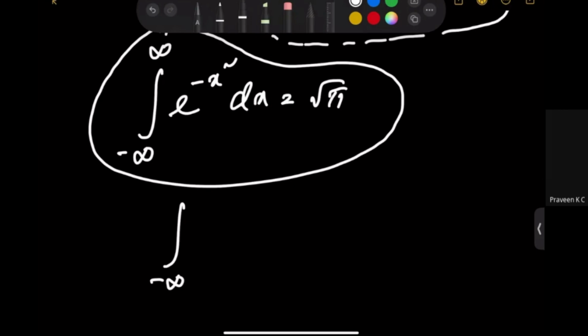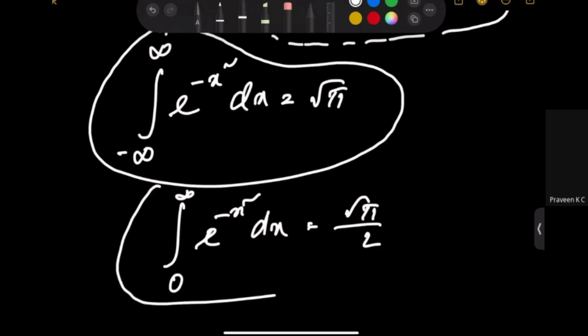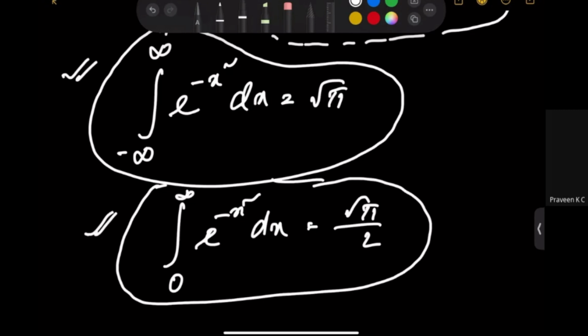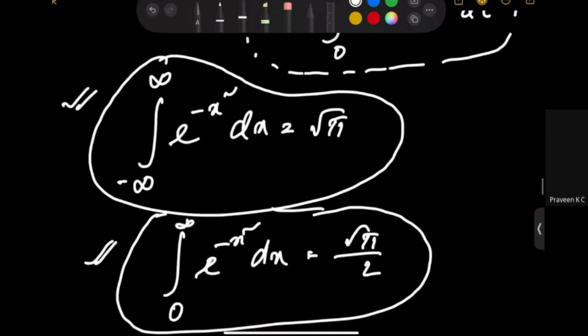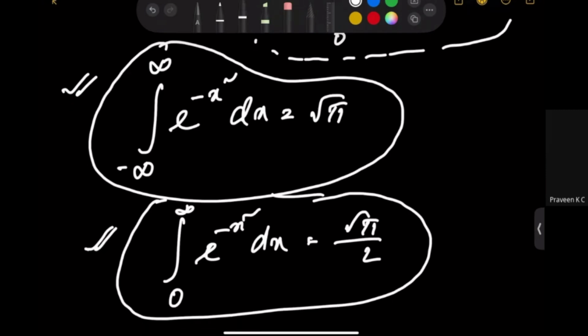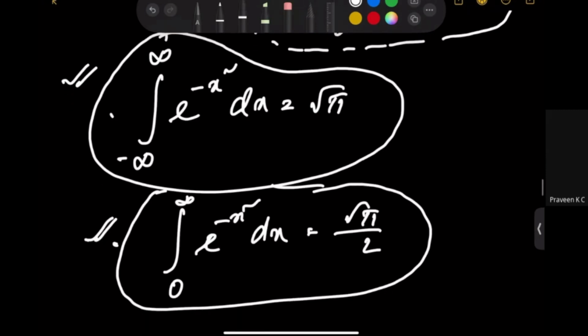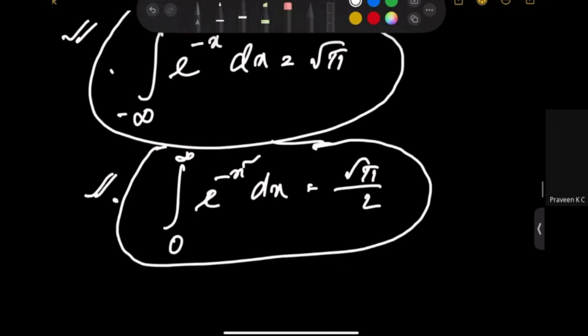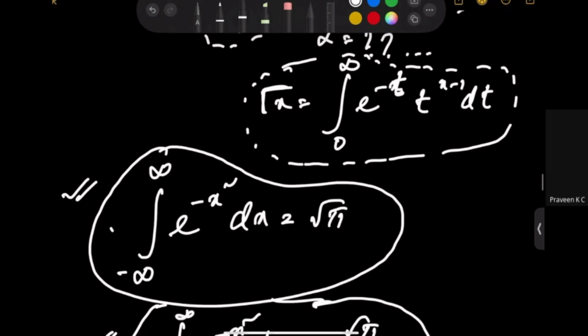This time it's not minus infinity; the other is 0 to infinity. If you integrate this function, e to the power minus x squared dx, you will get root pi by 2. These two integrals you should remember by heart because they are very important. So I'm sure that you have come across these two, right? Yes, sir.